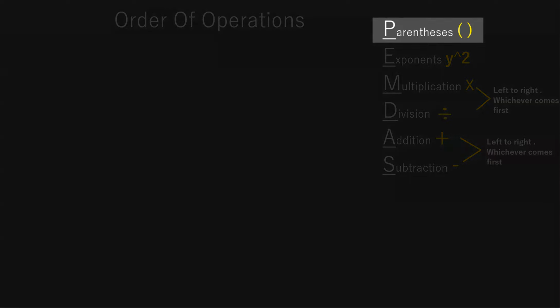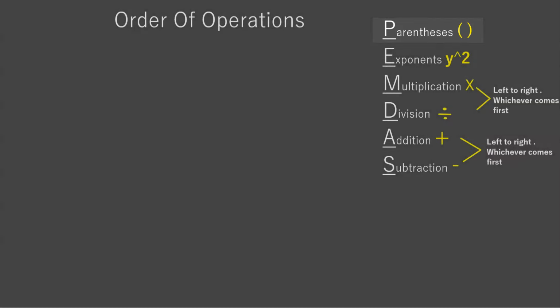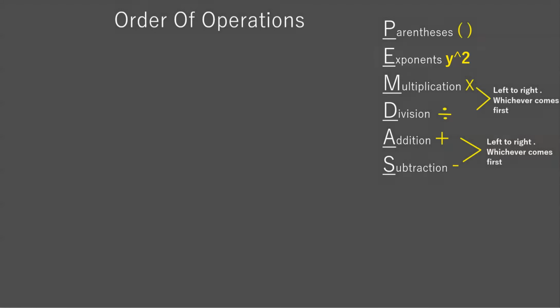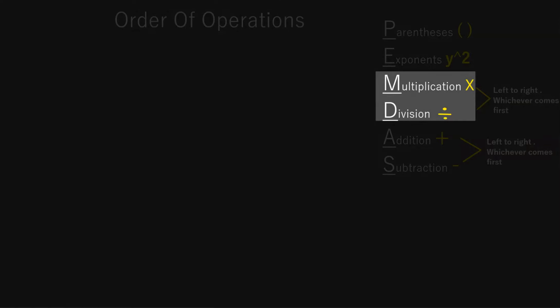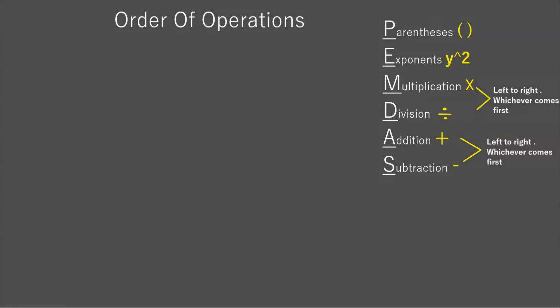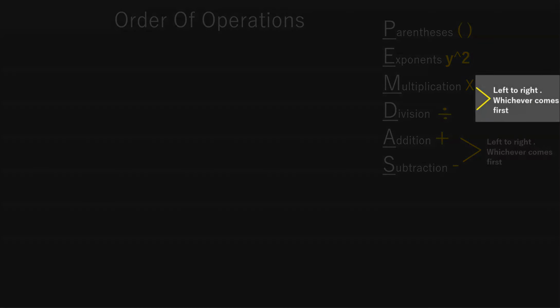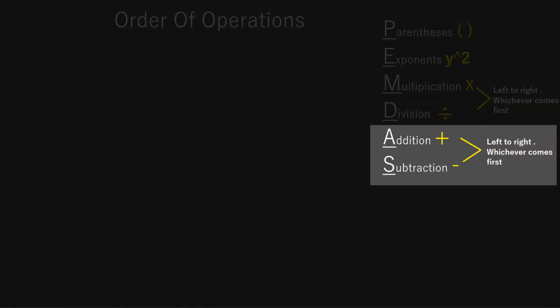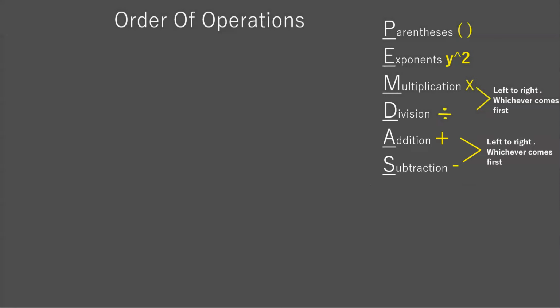The first thing that we do is parentheses, anything in the parentheses first. Then we do exponents, which we're not going to see any today. Next we do multiplication and division. However, it is left to right, whichever comes first. Now the same goes for addition and subtraction. It is left to right, whichever comes first. We don't solve all the addition problems and then all the subtraction. We do it in order like we read a book, left to right.